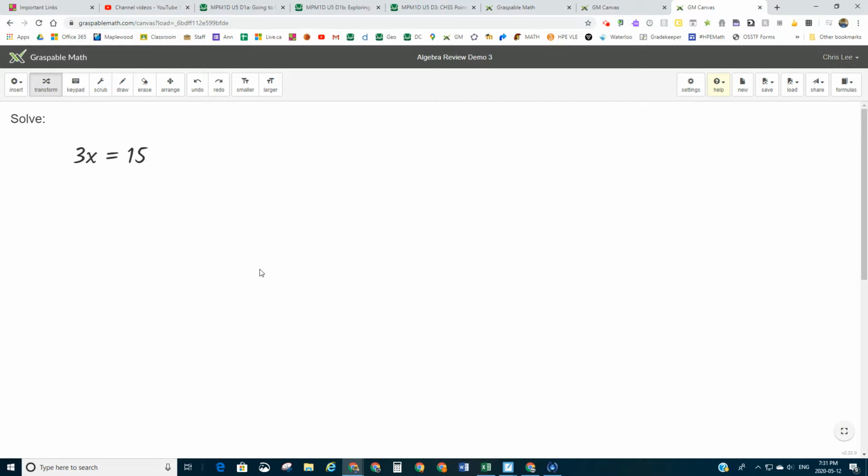So I'm going to show you how to solve algebraic equations using something called Graspable Math. Here I have a question called 3x equals 15. We know that 3x means 3 times x. And in order to isolate for x, we have to divide both sides by 3.